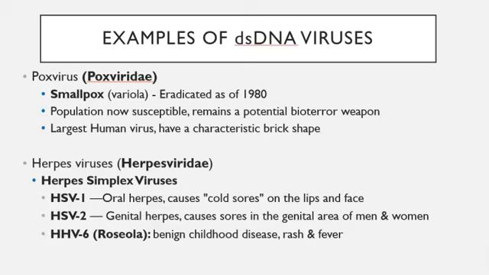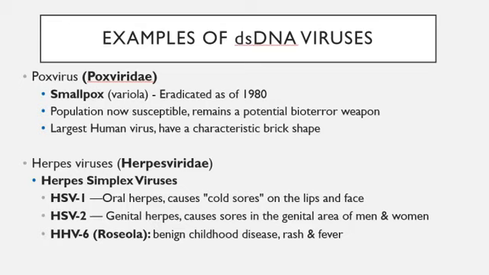First off, we're going to talk about some examples of double-stranded DNA viruses. We're first going to talk about pox virus. It's in the Poxviridae family. Smallpox was eradicated in the 1980s. The population is now susceptible. It remains a potential bioterror weapon. It is the largest human virus, and it has a characteristic brick shape as far as its structure.